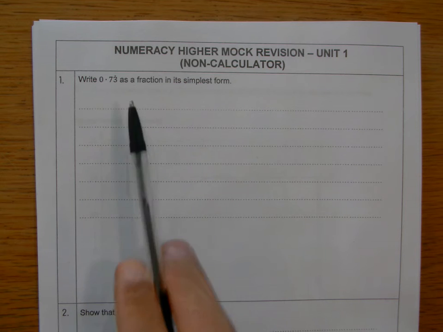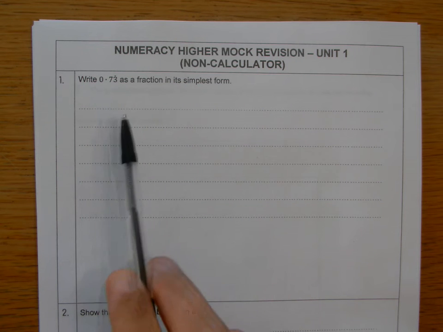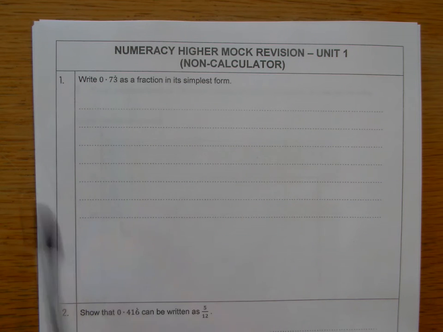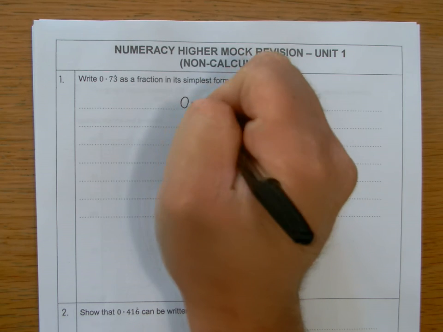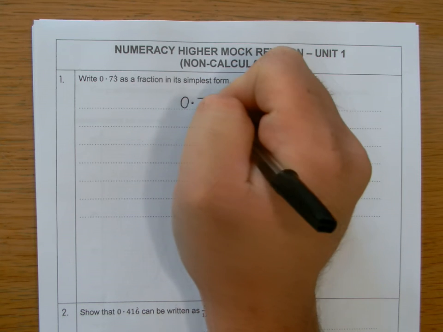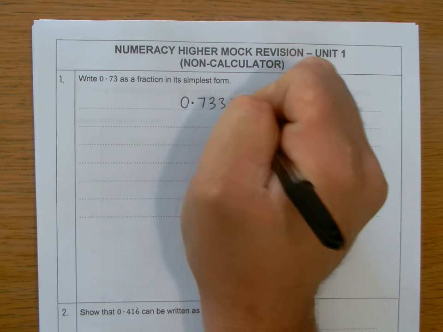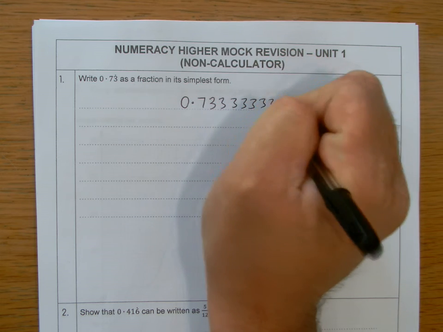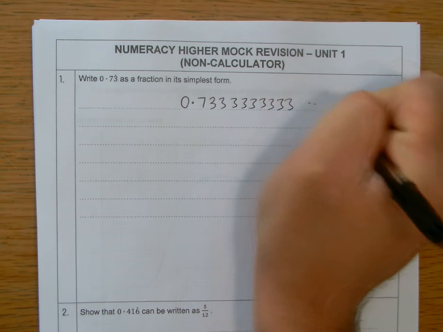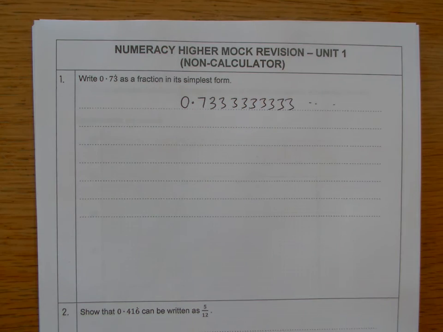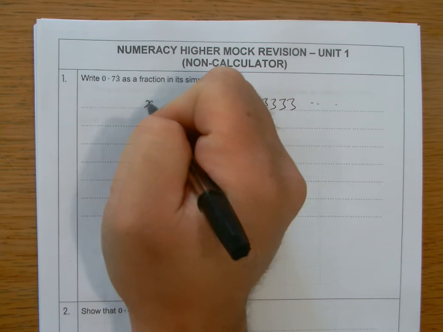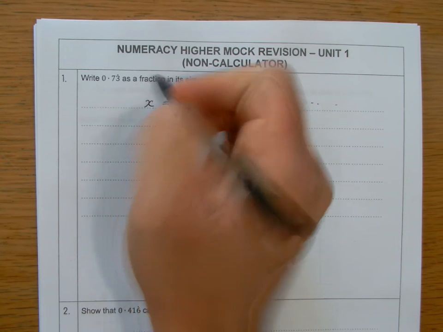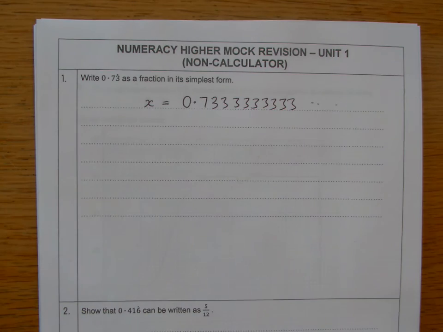Okay, so we need to see this as a recurring decimal, because notice there's a dot above the 3. So we'd write that as 0.73333, and because the dot's above the 3, it just keeps recurring like that. It goes on and on forever. I'd write it out like that to start with, and we'll use a letter to represent it. So we say, let x equal this.